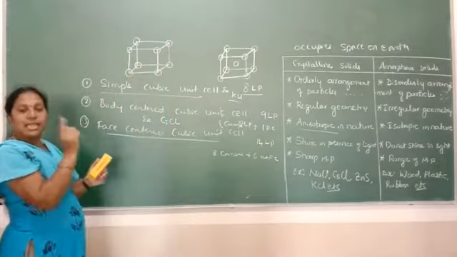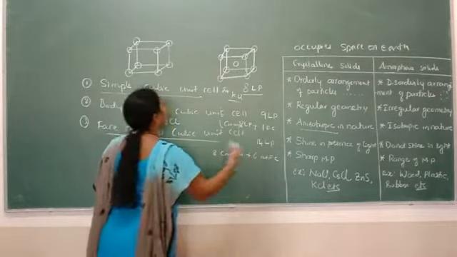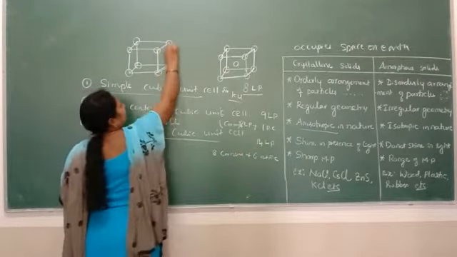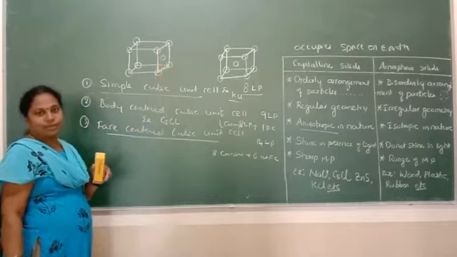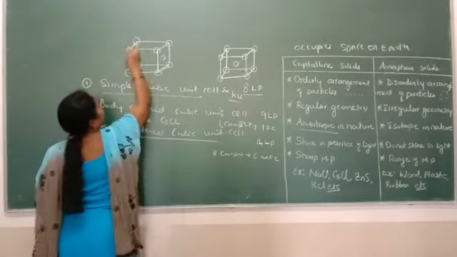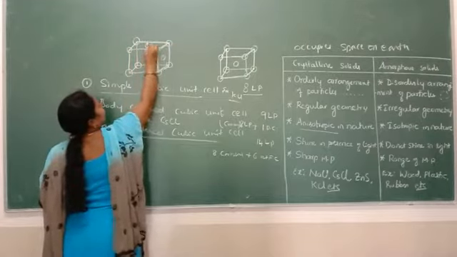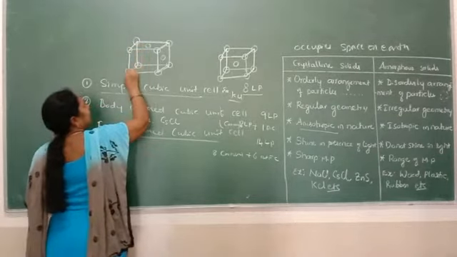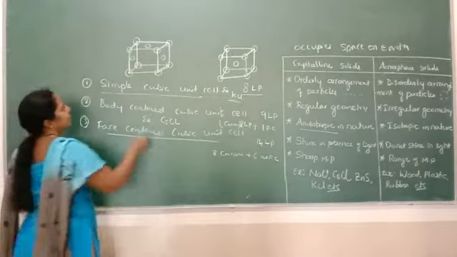So along with these 8 particles at the 8 corners, there is a presence of 6 more particles at the center of each face. So this is one of the faces. For this face, the center is here, and at this point exactly there is a presence of one of the particles. And again the second face is this. So in this face also there is a presence of the particle. And this is one more face. In this face also at the center there is a presence of one of the particles.